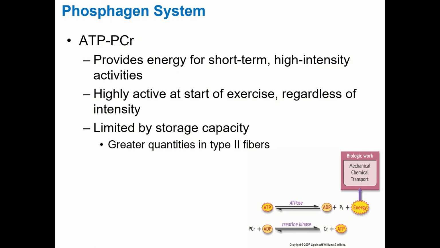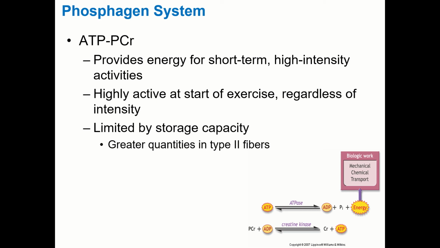All right, so the phosphagen system. That's ATP phosphocreatine. Again, it's going to provide energy for short-term, high-intensity activities, things like sprints, vertical jumps, lifting weights, anything really short, powerful bursts. That's going to use the ATP phosphocreatine system.